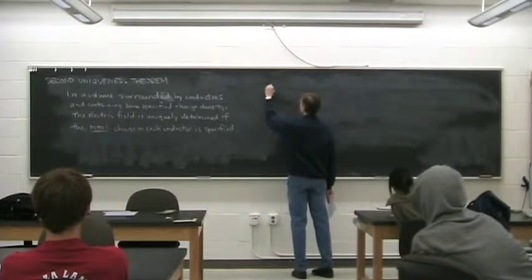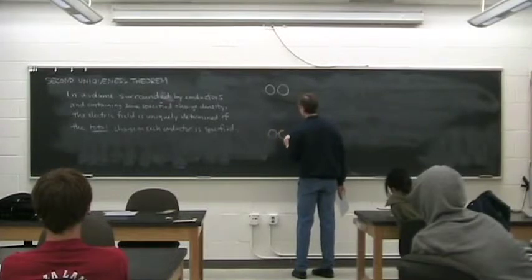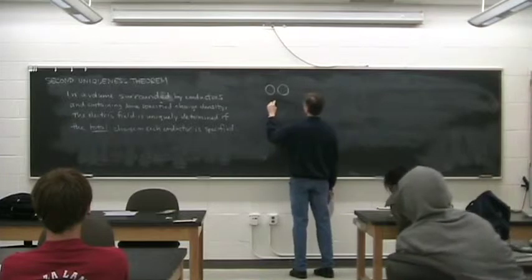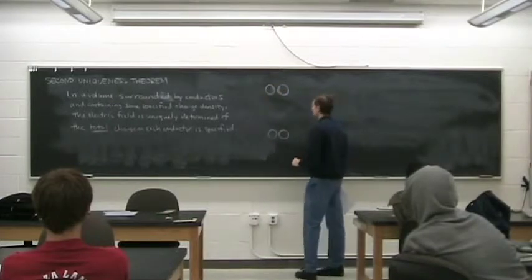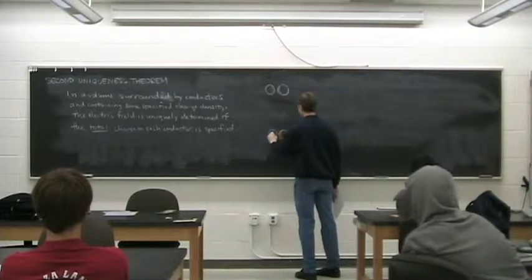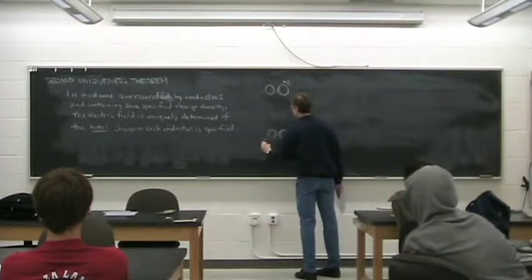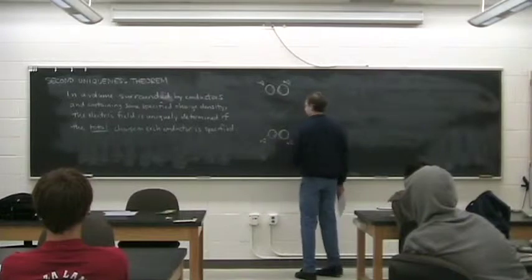Suppose I have a situation where I've got two pairs of spheres like this, okay? And suppose that I put positive charge on this sphere and negative charge on this sphere, and negative charge on this sphere, and positive charge on this sphere, such that these two spheres both have charge plus Q, and these two spheres both have charge minus Q.